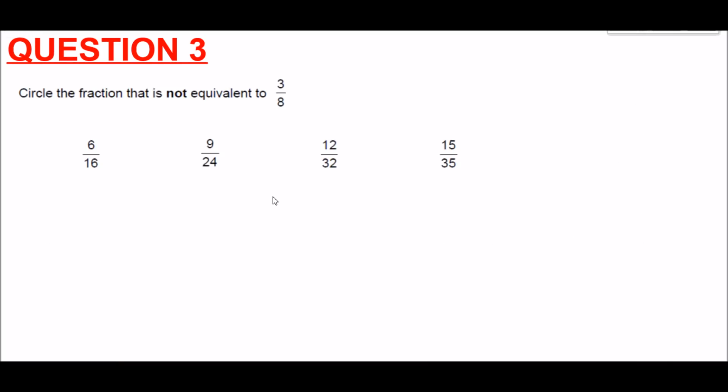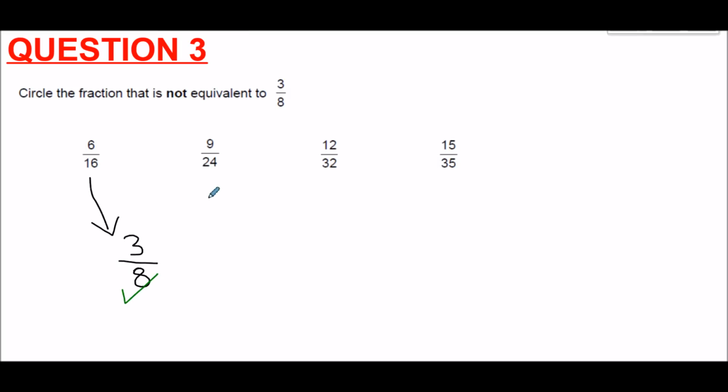Question 3. Circle the fraction that is not equivalent to 3/8. What I'd suggest for this question is to simplify down the fractions which we have been given. So the first one, 6 over 16, 6 is even and 16 is even. So we can divide the top and bottom by 2. Half of 6 is 3, half of 16 is 8. So that one does simplify down to 3/8, and so that is the same as 3/8.